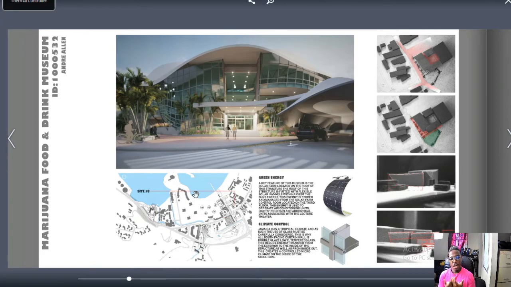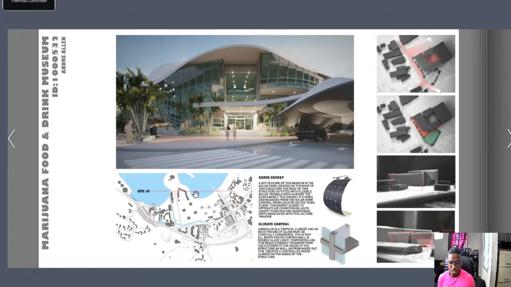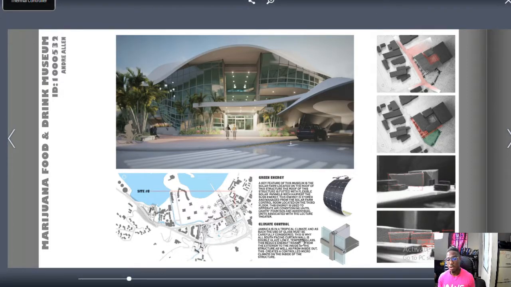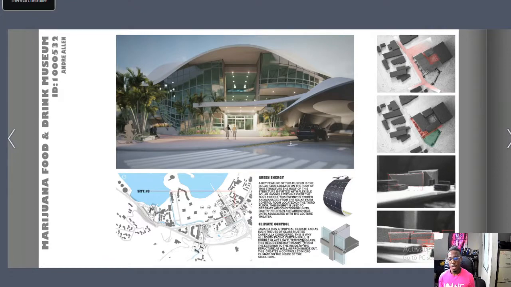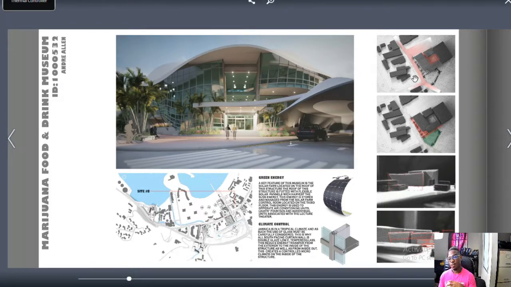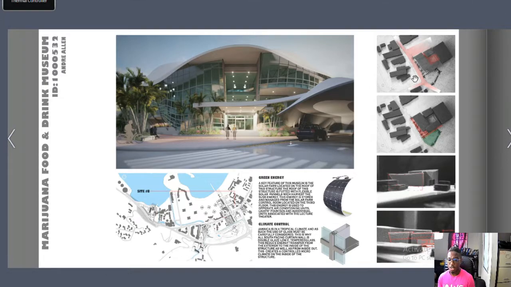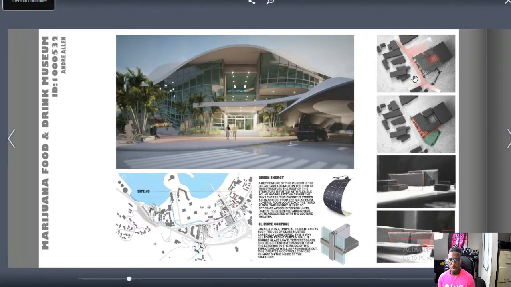I decided that I wanted to incorporate green building or green energy harvesting within my structure. That's the first thing that I wanted to ensure that I do. Secondly, I wanted to ensure that I had climate control. How do I manage the climate that will be within my museum, right? So from there, I decided to move forward with my design. So climate control and green energy was a major factor in my design, right?